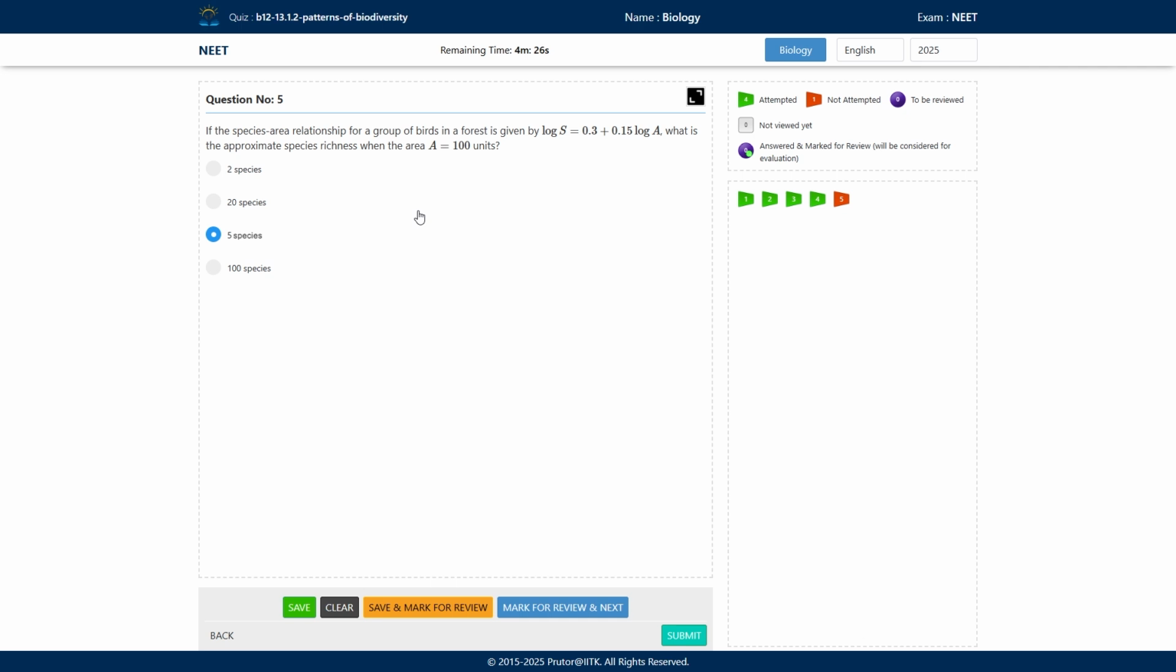Then again you can use the equation S = CA^Z. Here you can put in the value of C equal to 10 raised to the power minus 3, A is 100, Z is equal to 0.15. After solving this you will get the answer of 5. So here option number C will be the correct answer.